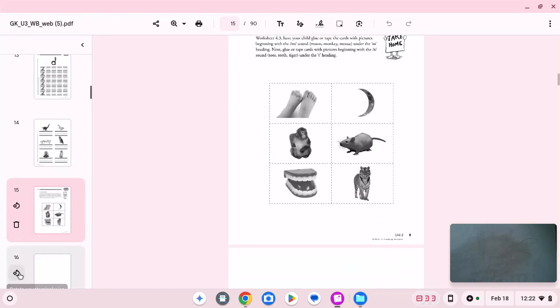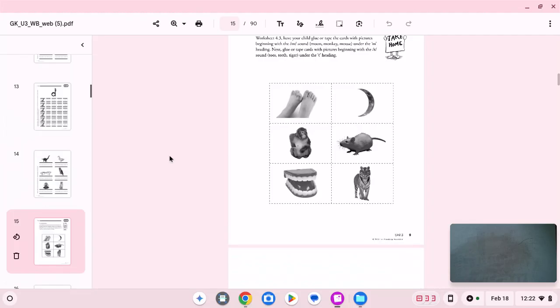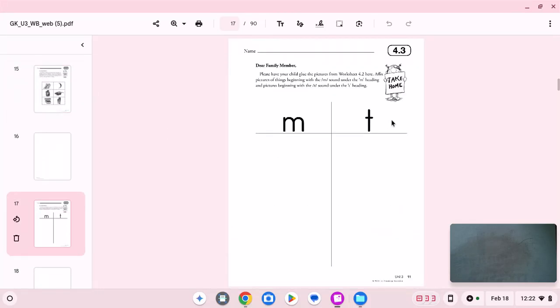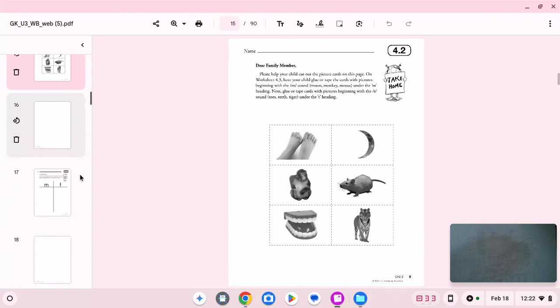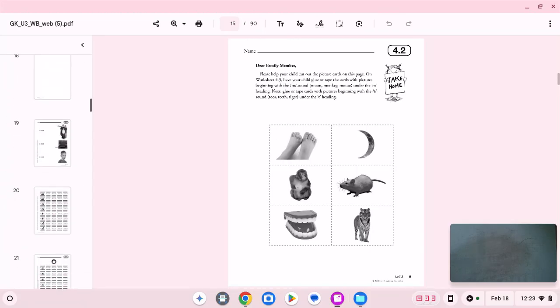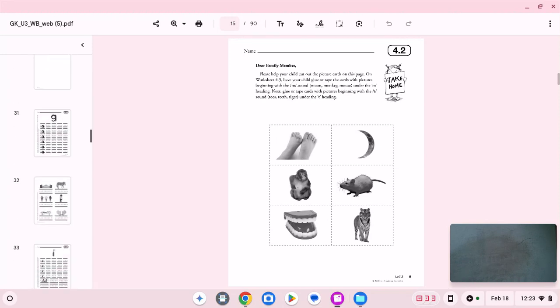You can have them cut out the pictures. Toes, moon, monkey, mouse, teeth, tiger. And then put, which if it starts with a sound like mouse, it would go under the M. If it starts with a T sound like tiger, it would go under the T. This doesn't seem like much of an activity, but hearing and being able to figure out what the first sound is in a spoken word is huge. So this is a great activity. It's called phonemic awareness. So let's go down to number 35.